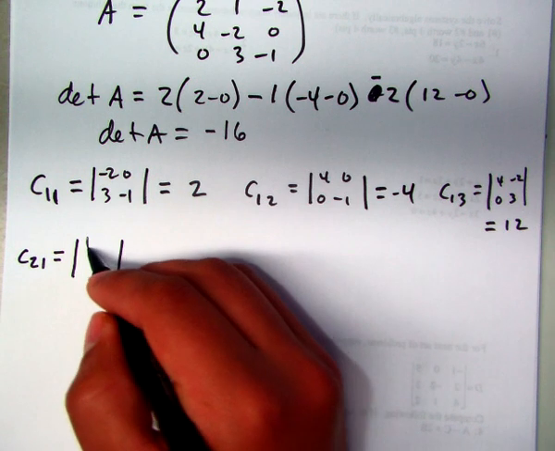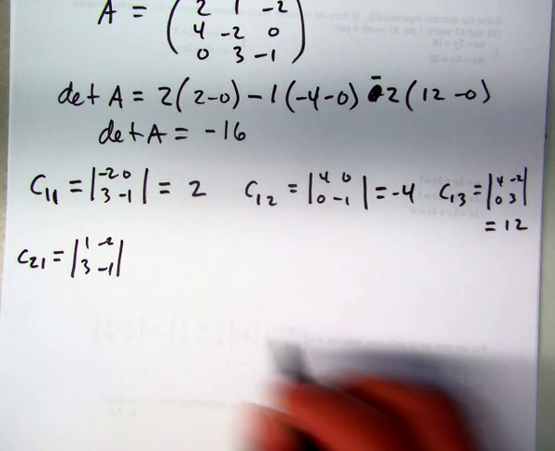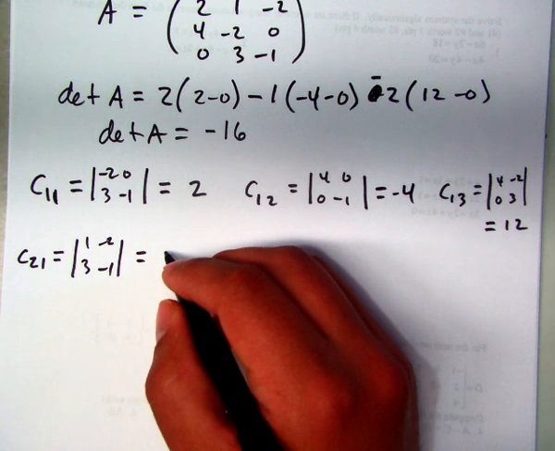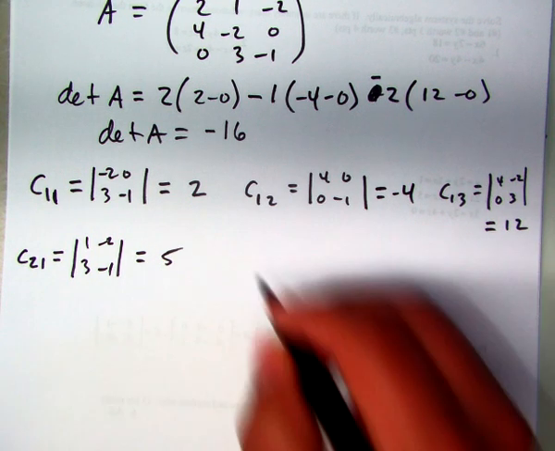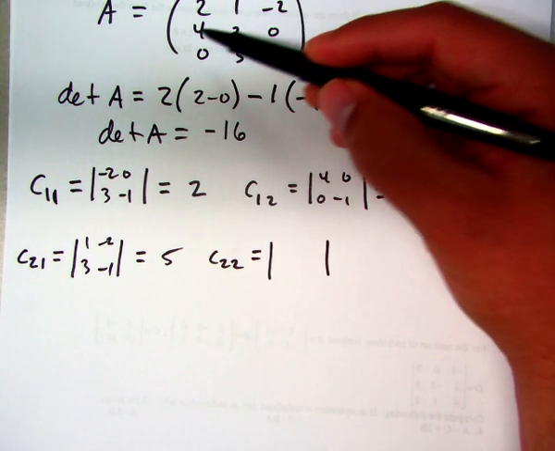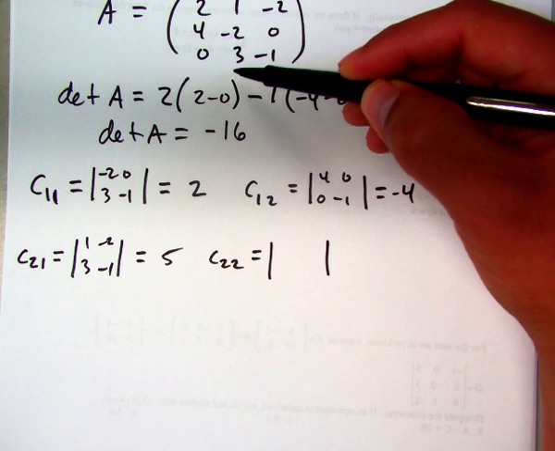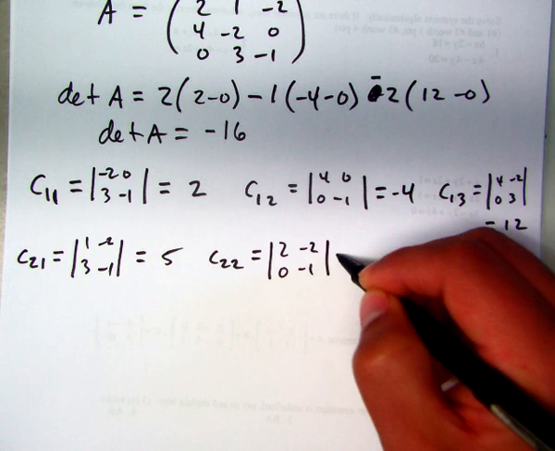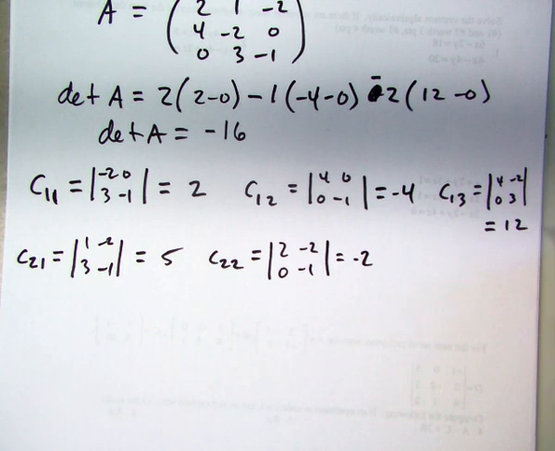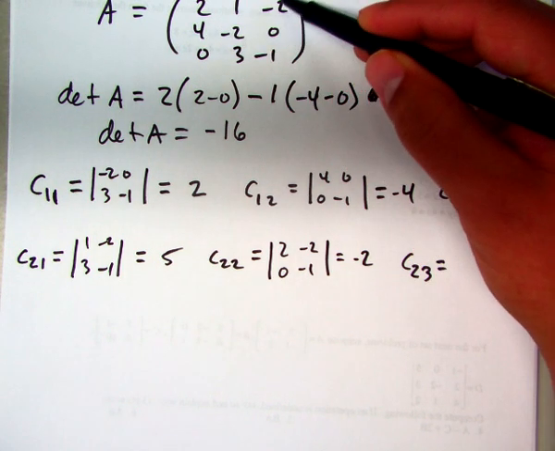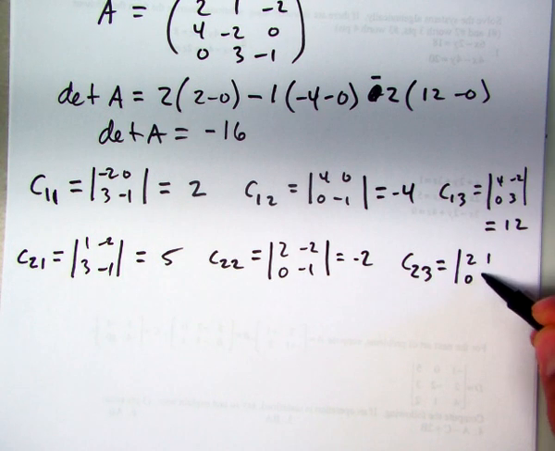One, negative 2, 3, negative 1. Yes. Determinant of that little 2 by 2 is 1 minus 1 plus 6. Negative 1 plus 6 is 5. C22. This is the one I was thinking about. Eliminate second row, second column. We have 2, negative 2, 0, negative 1. And that is negative 2 for the determinant, and then C23. Eliminate second row, third column. We have 2, 1, 0, 3, and that's just 6.